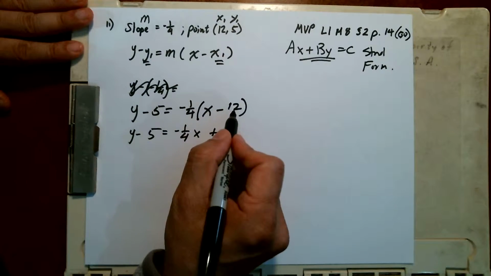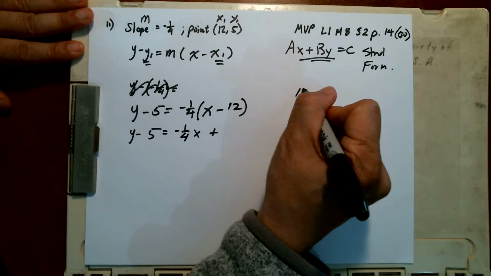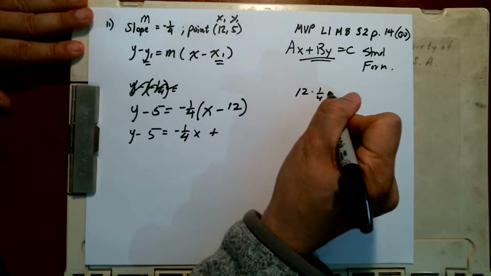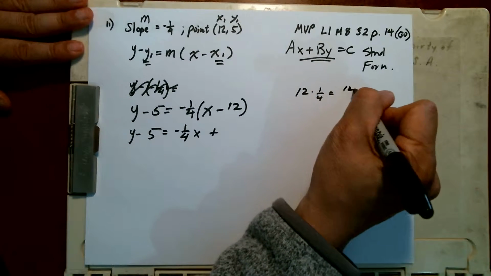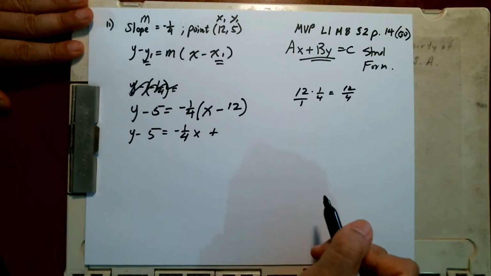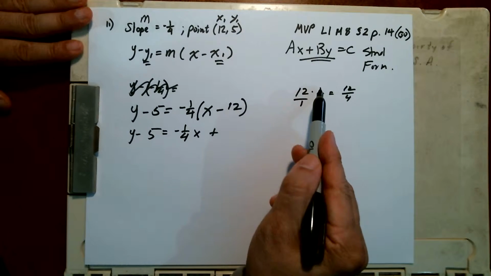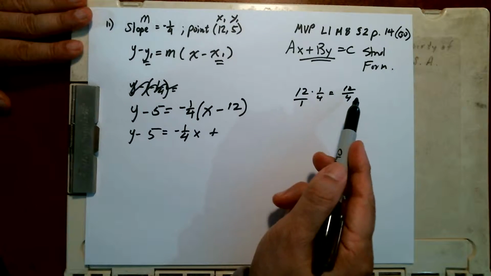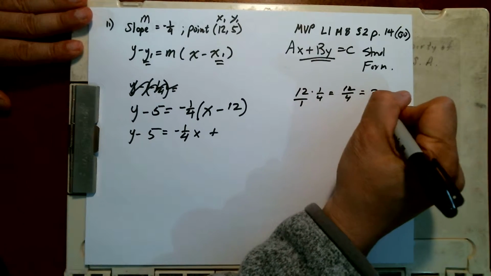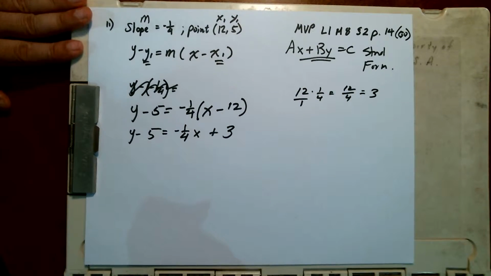What's a quarter of 12? Let's go 12 times 1/4, and you get 12 over 4. You put over 1 just in case. 12 times 1 is 12. 1 times 4 is 4. 12 over 4 is 3, plus 3.